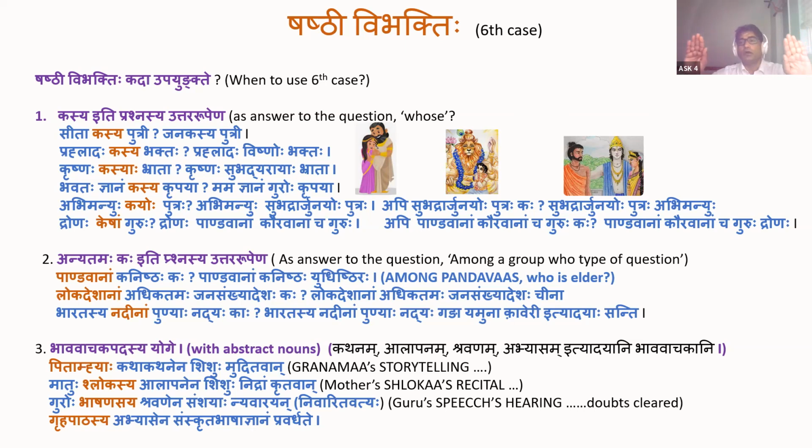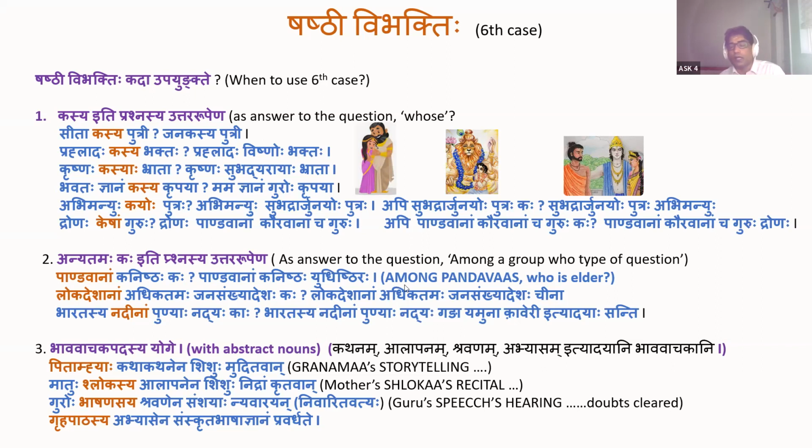Arjunat Bhimaha Kanishtaha. From Arjuna, Bhima is elder. So there it is Panchami. But if you are taking, okay, among all the Pandavas, you are not going to Panchami. You are coming to sixth vibhakti. That's why Pandavanam. So remember, whenever you come across "among", it has to be the sixth vibhakti.